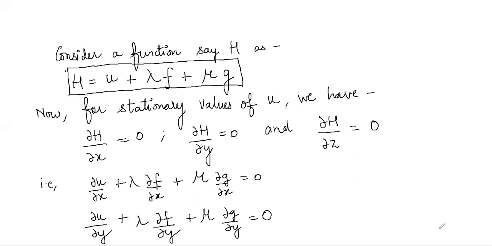And similarly, we can write down del h by del z. It will be del u by del z plus lambda del f by del z plus mu del g by del z. It will not be f, we have written it wrong, let us correct it.